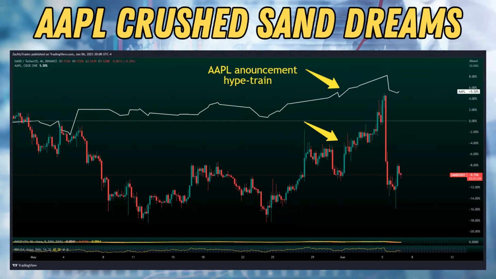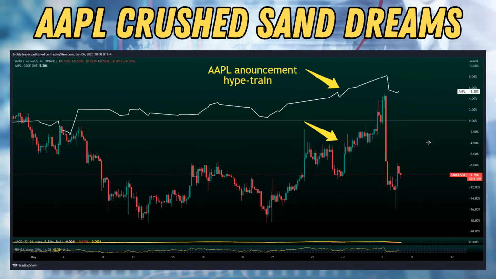The stock market's been pretty bullish, tech has been pretty bullish, and this was metaverse related, being an augmented virtual reality announcement from Apple. We can see here Apple is this white line right here, and Sandbox is right here, and we see an absolute complete capitulation, completely wiping all of June's gains for Sandbox as soon as Apple starts to sell off. I mean, we see huge red dildos right here, guys.